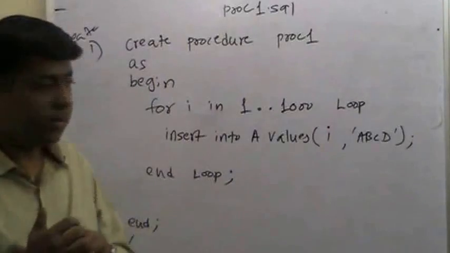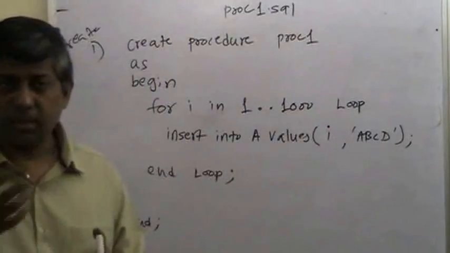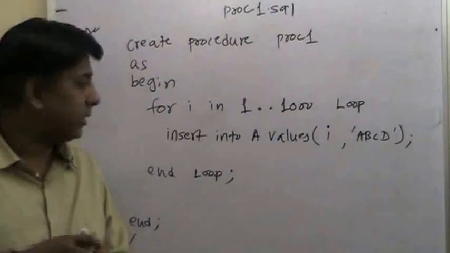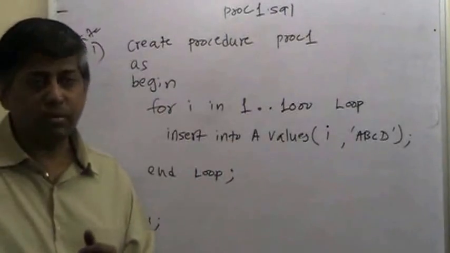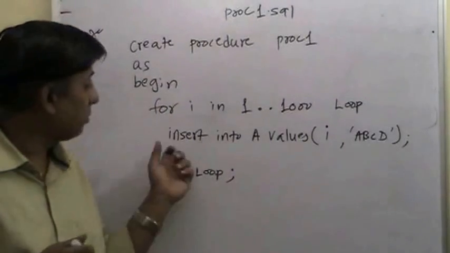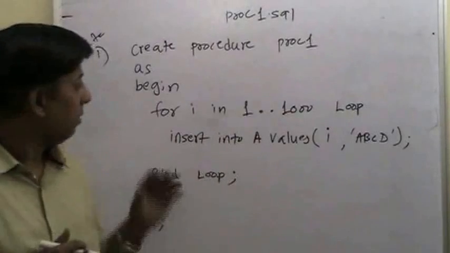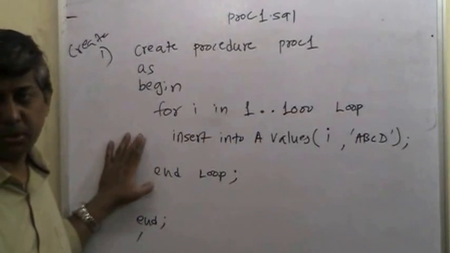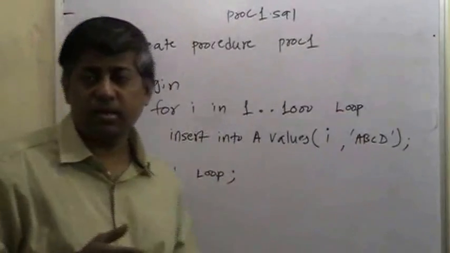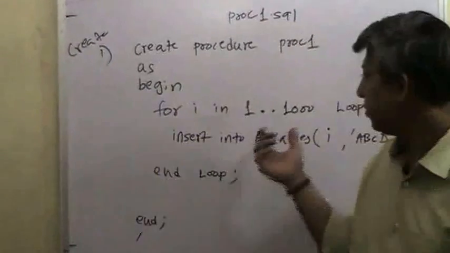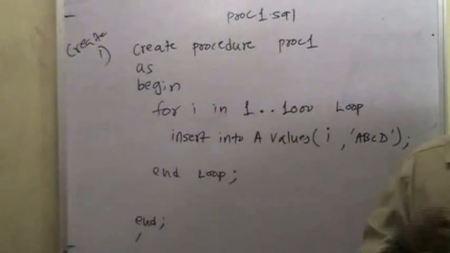So what is going to happen now? This insert statement will get executed 1000 times. Every time it gets executed, the value of I will change from 1 to 2 to 3 to 4 to 5 all the way to 1000. So 1000 insert statements will be executed within this small procedure. That is the syntax for PL/SQL. This is how PL/SQL syntax works: 1 dot dot and then 1000.